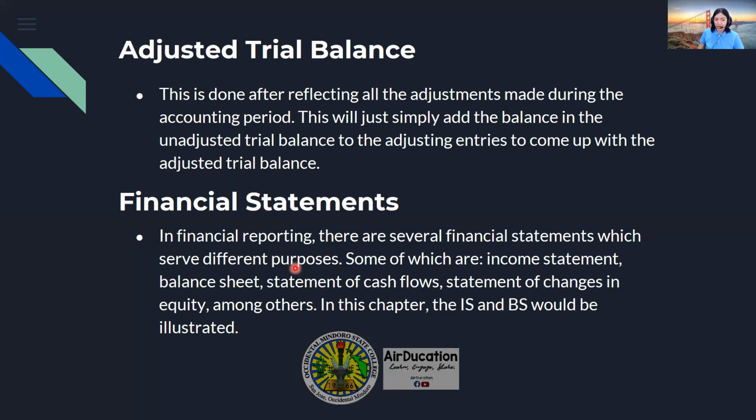Alright? Kailangan balance pa rin yan. Hindi siya forced balance ha. Kailangan balance pa rin, to check if we are now capable of doing financial statements. Kasi kapag walang adjusted trial balance, mahihirapan ang accountant to know where the funds go, kung saan na napunta yung mga funds nila. Okay? Again, adjusted trial balance and financial income statements.